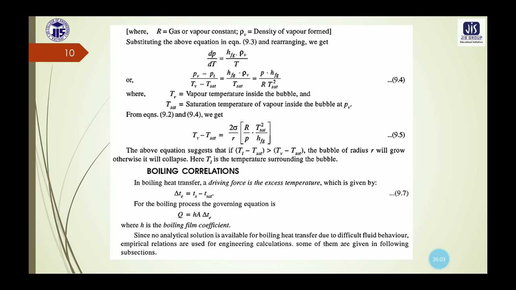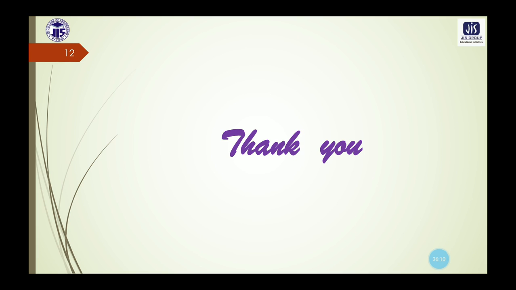In the next class we will study some more correlations: nucleate pool boiling, then the critical heat flux, then film pool boiling. All these different correlations we will study in the next classes, and based on those correlations we will discuss different numericals.